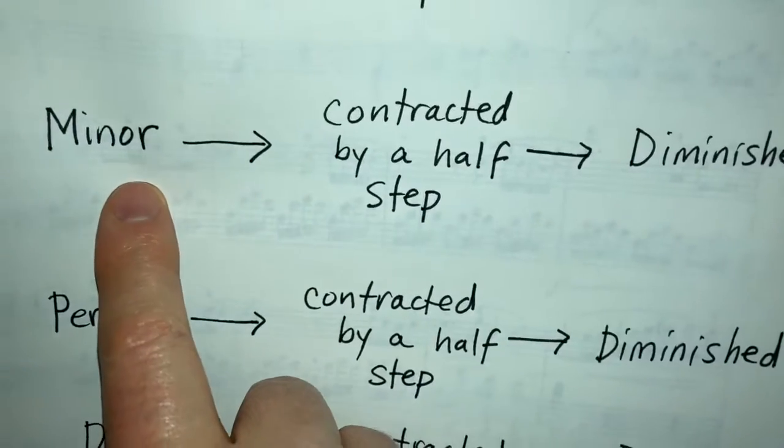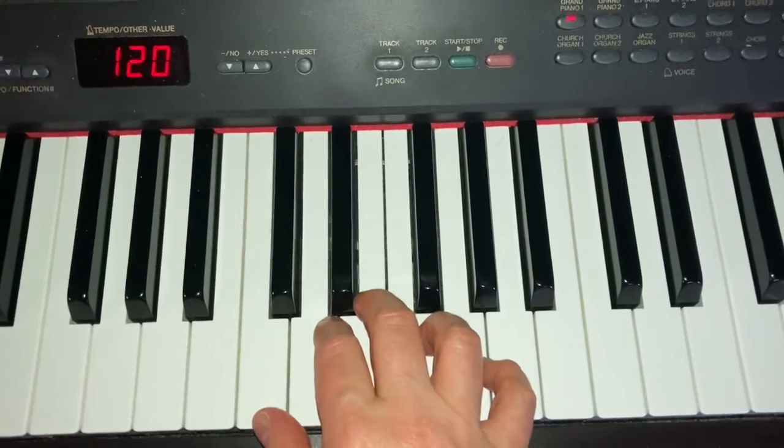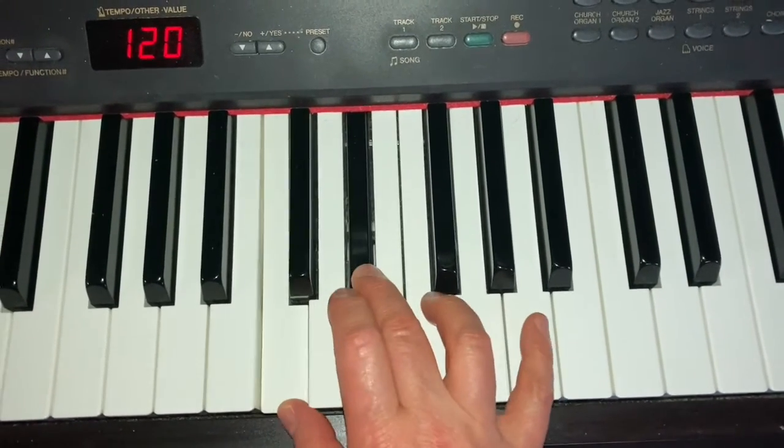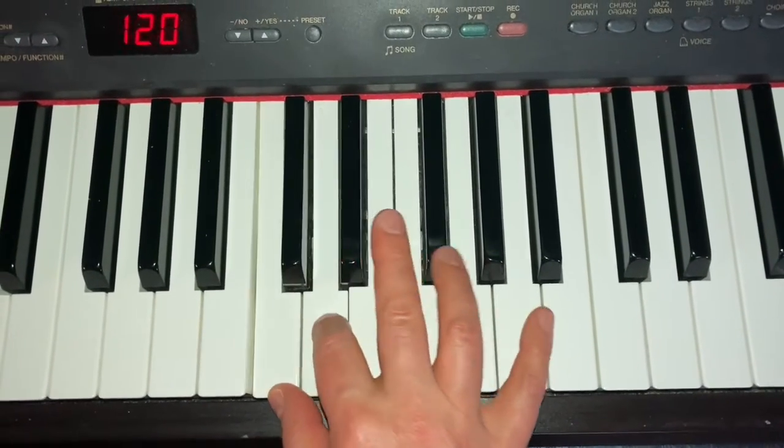A minor interval contracted by a half step is called diminished. A major third contracted by a half step becomes minor. That minor third contracted by a half step becomes diminished.